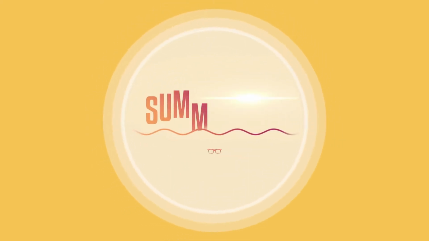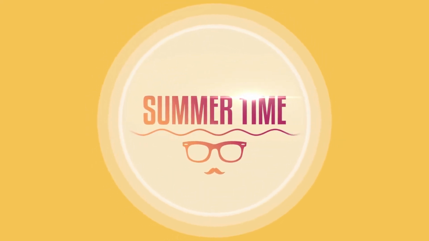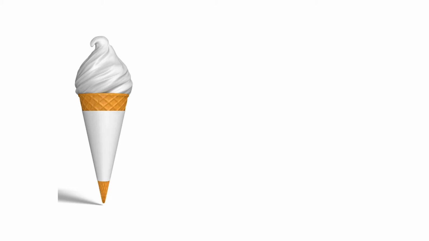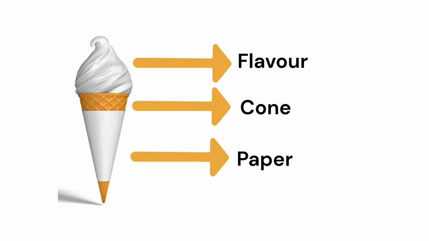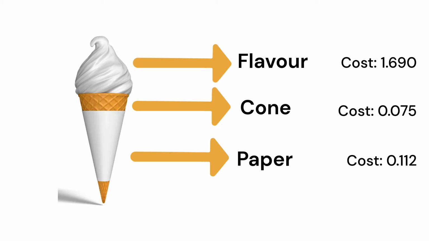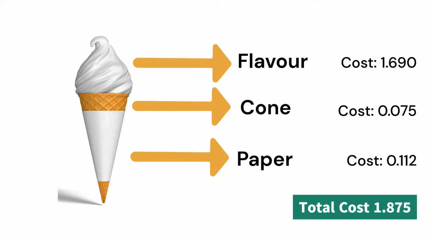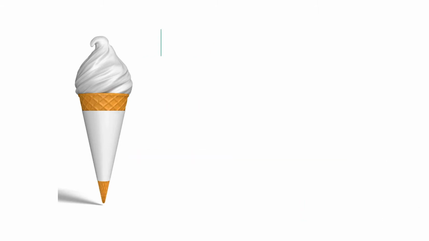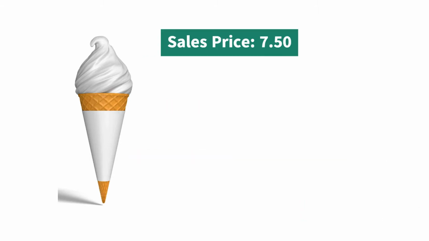Let's take a practical example. Assume it is the summertime, we are going into the ice cream business. To make a single cone ice cream, we need three things: cone, flavor, and paper. The cone costs us $0.075. Flavor costs $1.69. And paper costs us $0.112. Total cost would be $1.875. The sales price per cone would be $7.50.